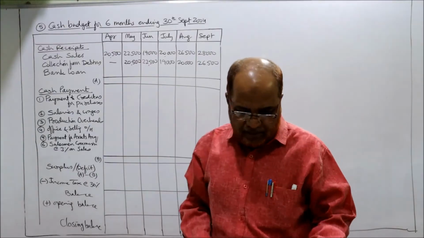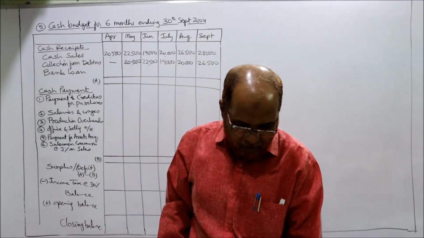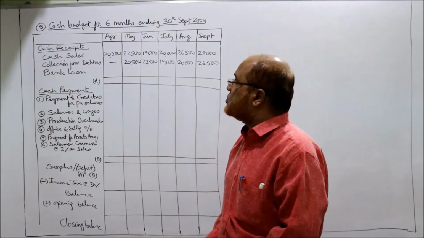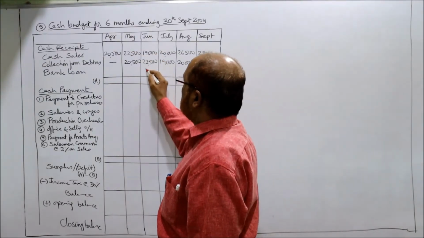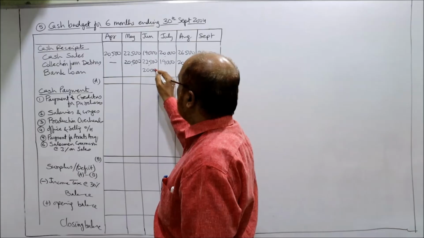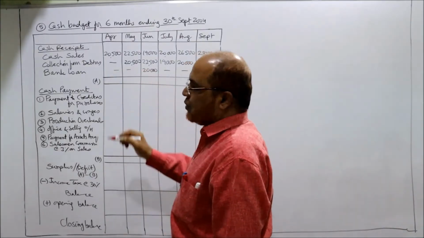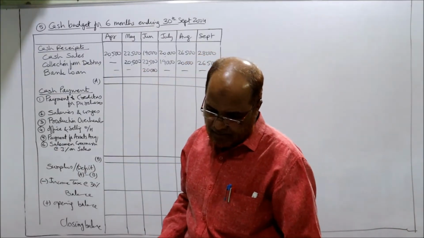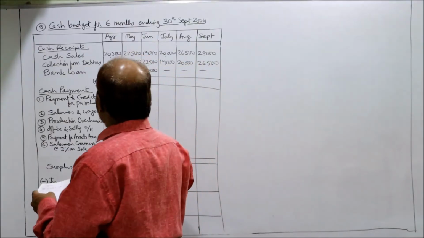Now bank loan is being taken in which month? It is given. Bank loan of 20,000 is expected in June 2004. This is June 2004, 20,000 bank loan. 20,000 is collected as bank loan in the month of June.